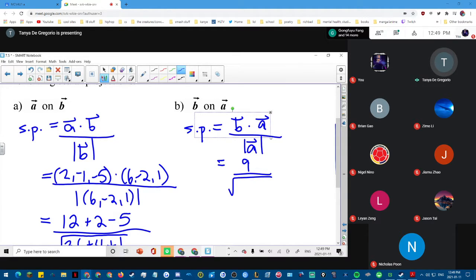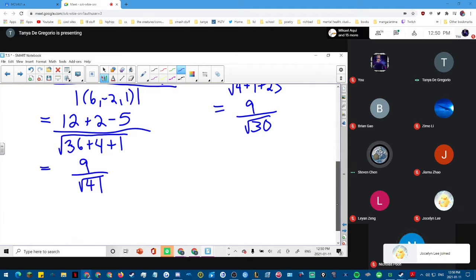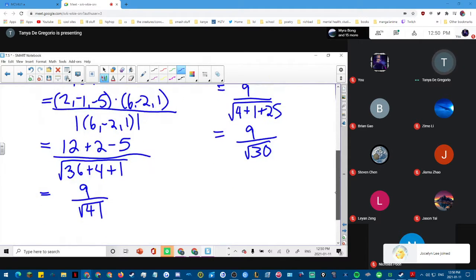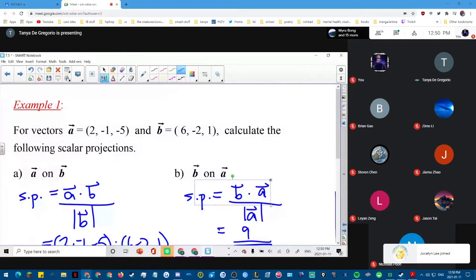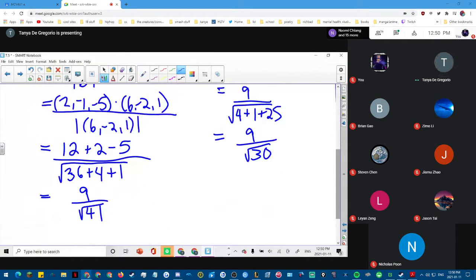Okay, commutative. So now, the only thing that changes is now I'm dividing by the magnitude of vector A. And so the magnitude of vector A is going to be 4 plus 1 plus 25. Are the magnitudes of A and B the same? No, they're not. Very good. Any questions? Okay, again, scalar projection, we end up with just a number.